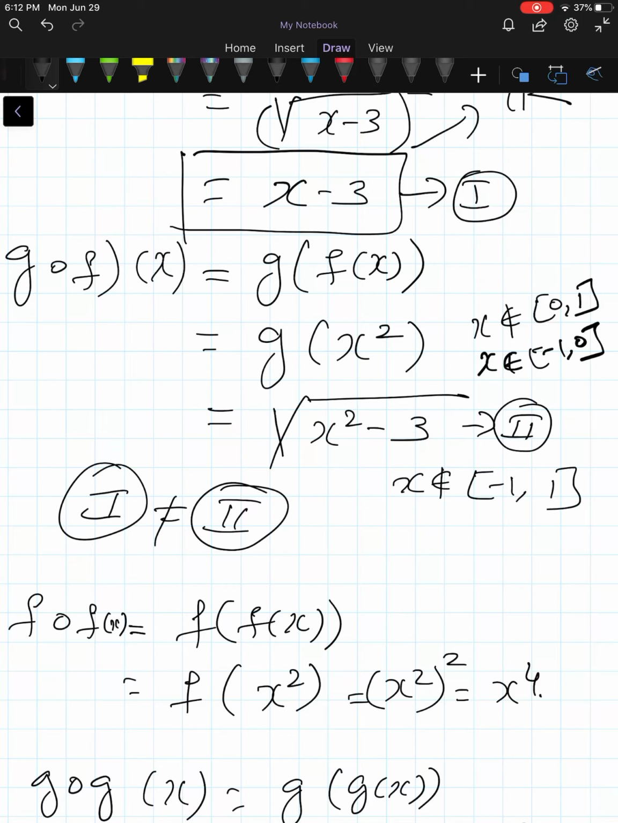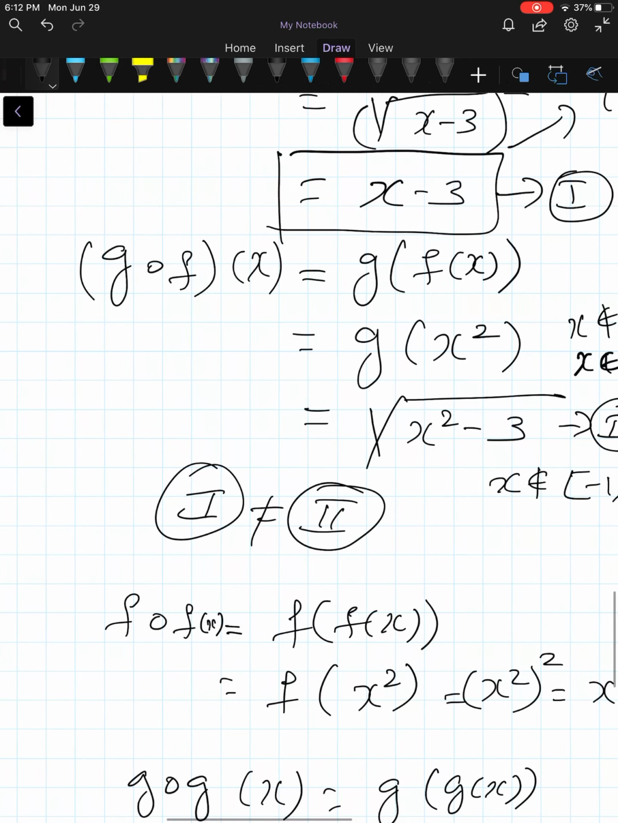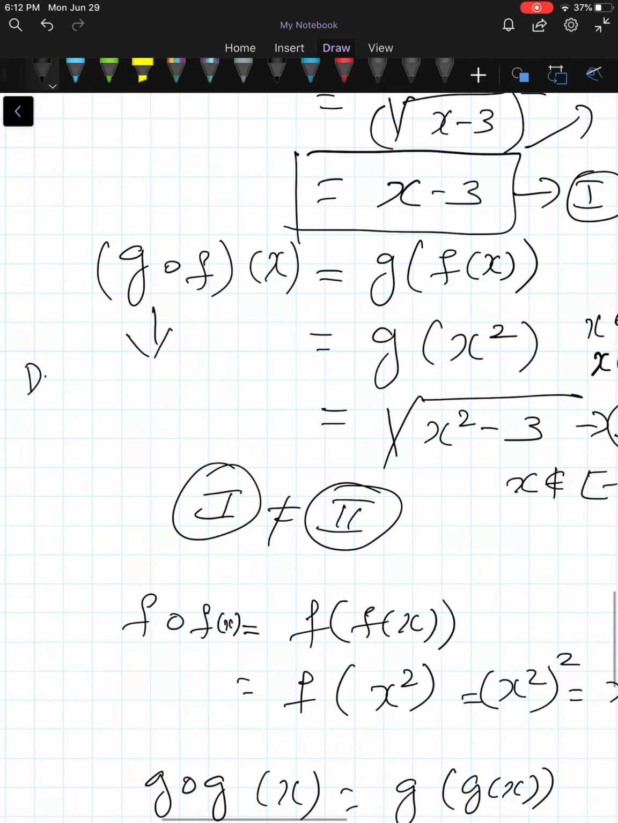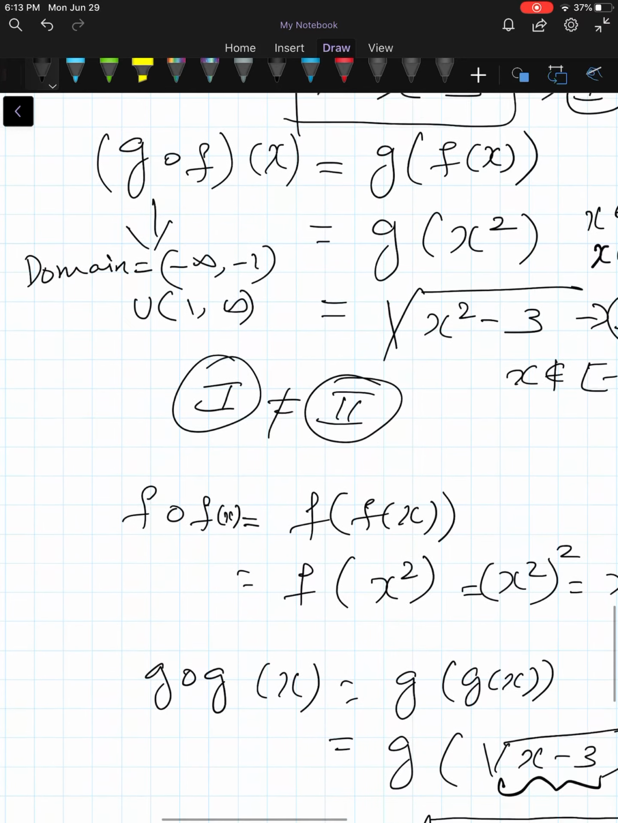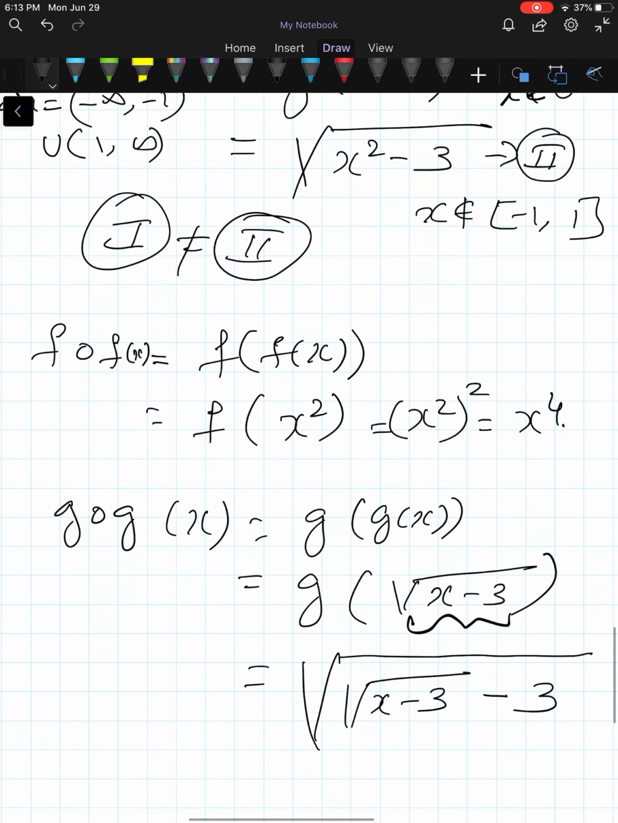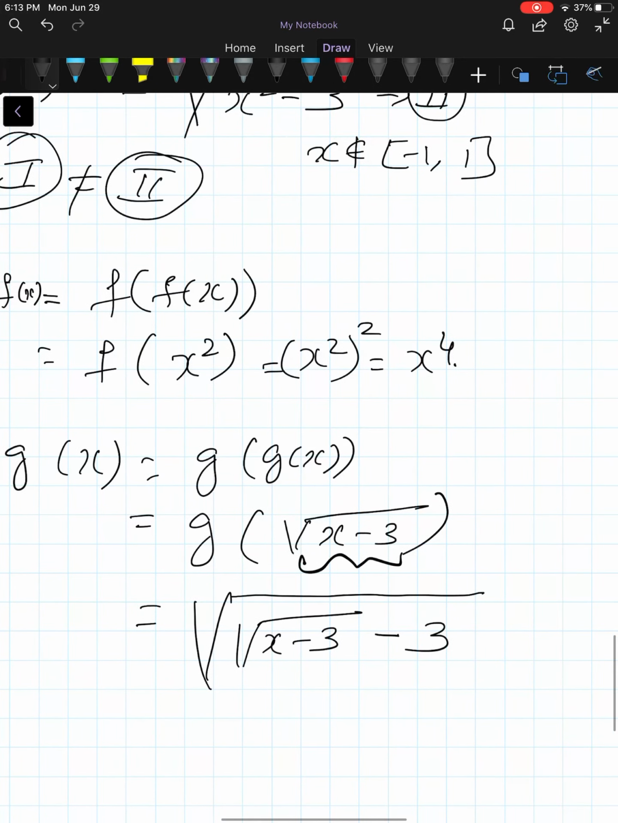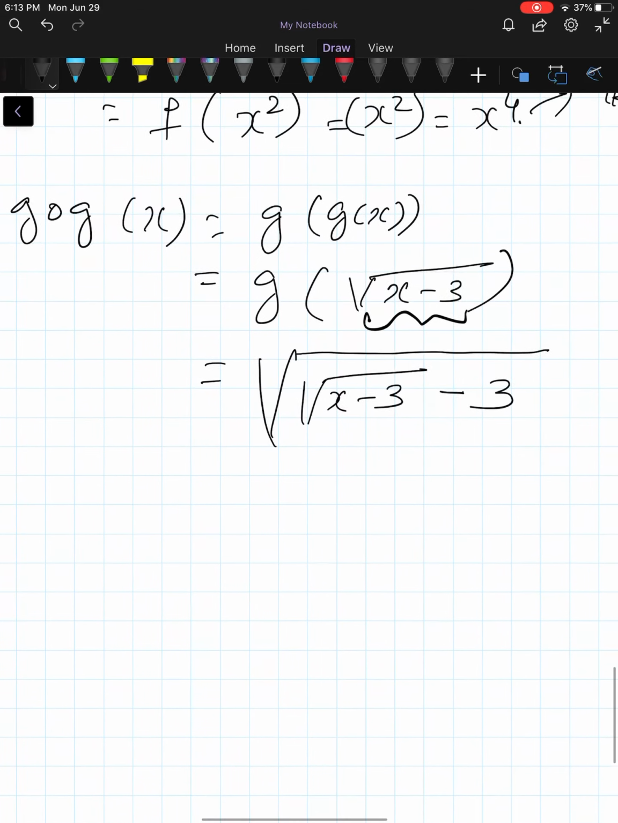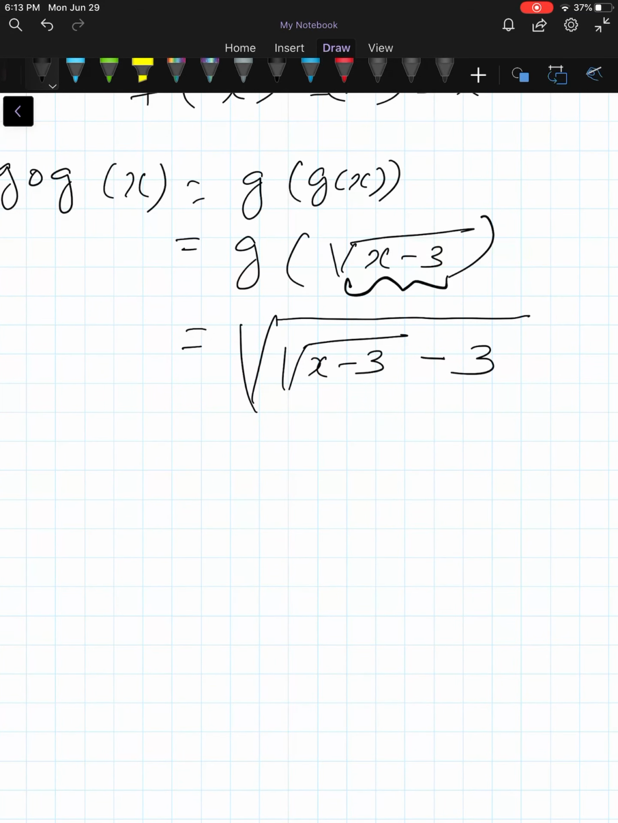Okay, so what do we get the domain to be? The domain in this case is negative infinity to negative 1, open interval, union 1 to infinity. So that would be the domain. Now coming back to f composed f, there is no problem here again. This can take any value. So domain is R. But the problem comes only when you have a square root.